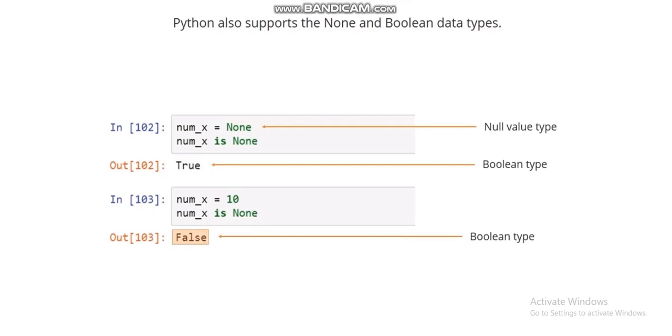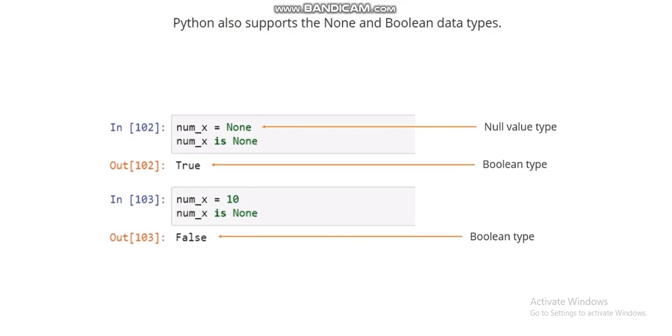In this example, a variable is assigned a value None. To check if the assignment occurred correctly, you can use the keyword is as shown here. You can see that it returns a Boolean value, which is True in this case. Now assign an integer value to the same variable and check it again. As expected, it returns False this time.